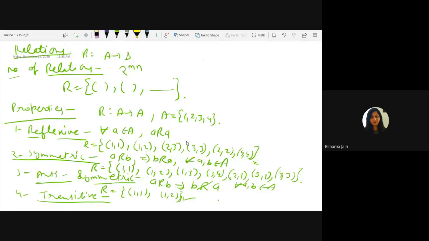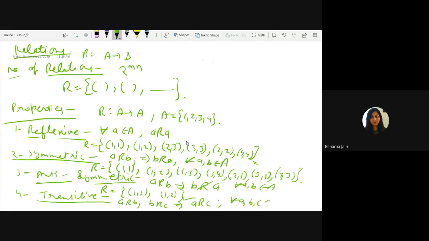So antisymmetric is just the opposite. What you understand is one thing: if a relation is symmetric, it can't be antisymmetric, and if it is antisymmetric, it can't be symmetric. Both together is not possible. Both are anti of each other. Clear? Now transitive. Transitive says if A is related to B, and B is related to C, then A must be related to C. Means first to second, second to third, then first to third.